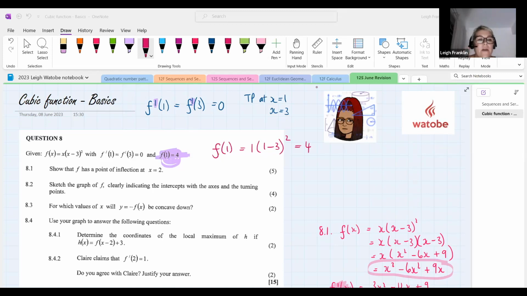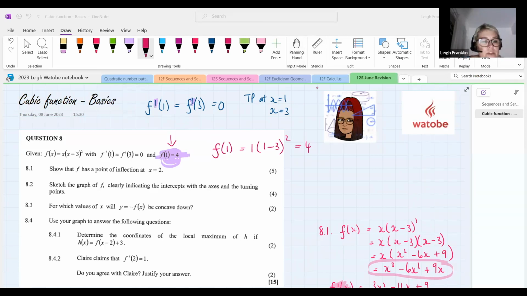Okay, so they actually gave us the coordinate at the turning point in the beginning. All right. Hope that helps. Pleasure, no problem. Okay, on to 8.3 now.